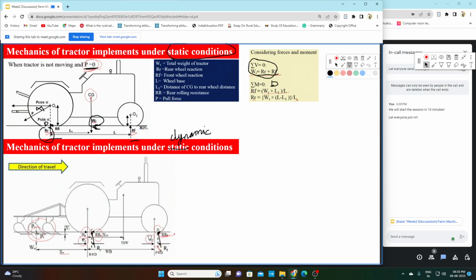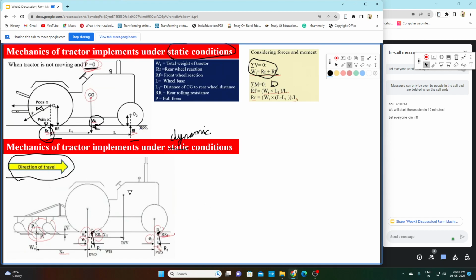See, so in dynamic condition you can see the difference between here and here. Here there is no implement attached, but here there is an implement attached. Also here the tractor is at rest, here the tractor is in motion. So again you will resolve all these forces and pull, like I have told you in the first diagram. Same you have to do again. You have to balance forces, again you have to balance moment. Two things you have to balance.